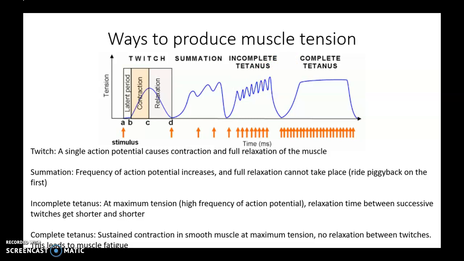And then complete tetanus is sustained contraction in the smooth muscle. So this is maximum tension, of course, but there is zero relaxation between twitches. So that is sustained contraction leading to complete tetanus. If tetanus continues for some time, that leads to a fatigue state of the muscle.